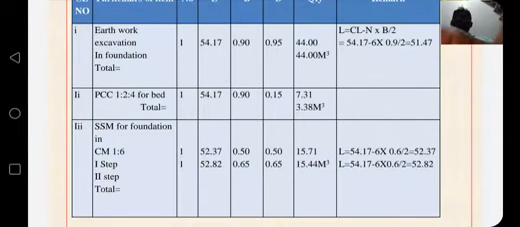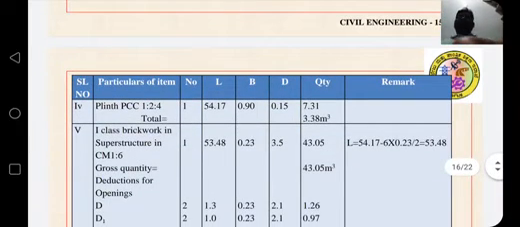SSM for foundation in CM 1:6. First step: 52.37 into 0.5 into 0.5, 15.71. The second step: length 54.17 minus 6 into 0.6 by 2 is equal to 52.82, into 0.65 into 0.5, 15.44 meter cube. Plinth PCC 1:2:4, 1 into 54.17 into 0.9 into 0.15, 7.31.